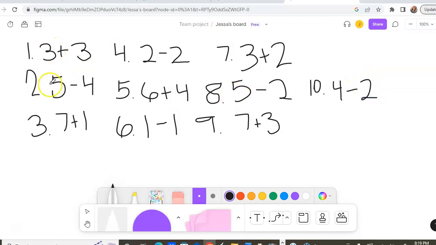All right, so we got a couple addition problems in here. We got 1, 2, 3, 4, 5 addition problems, and then we got another 5 subtraction problems. So these are the problems that we're going to be using in class today for our fun activity, using our bodies to add and subtract. So we'll start with number 1 and go on.